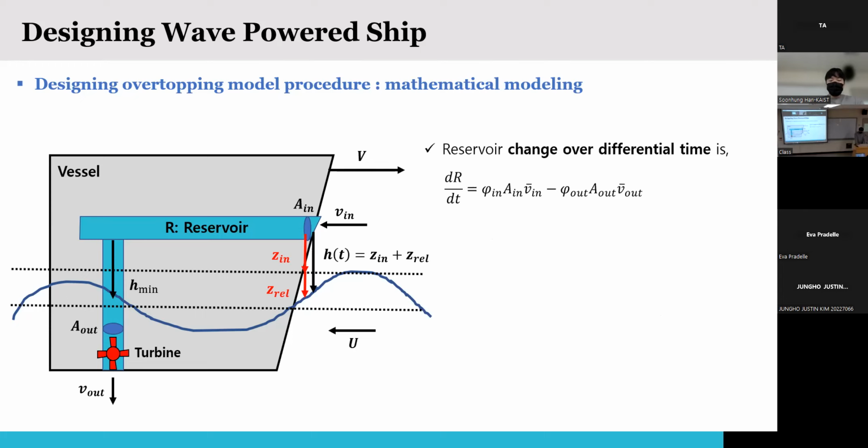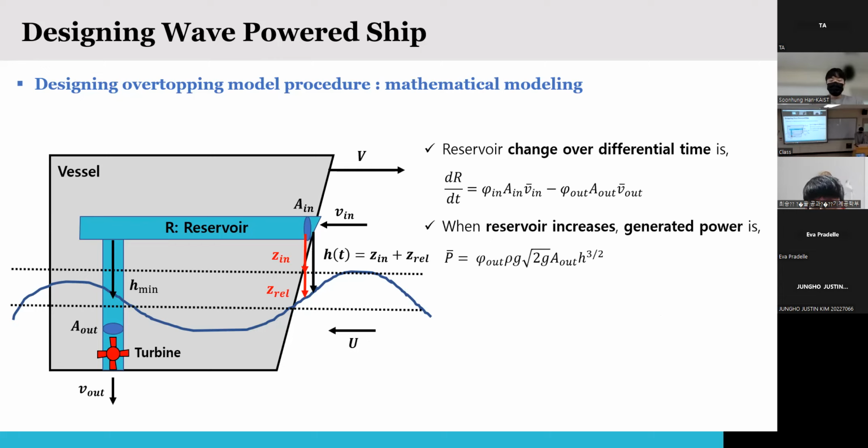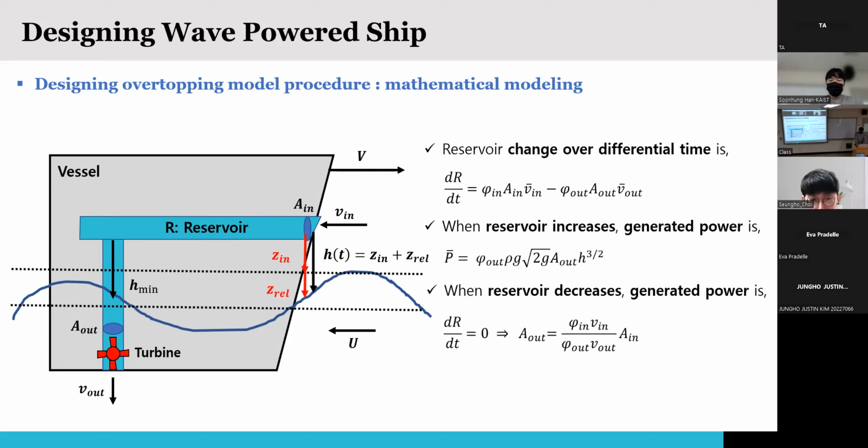So the time average rate of change of the reservoir is calculated with the expectation value of the inflow and outflow volumetric rates. When the reservoir increases, which means dE/dt is positive, the generated power is like this. However, when the reservoir decreases, there should be a constraint adjusting the area of outflow so that dE/dt equals 0, since the amount in the reservoir cannot go below 0.